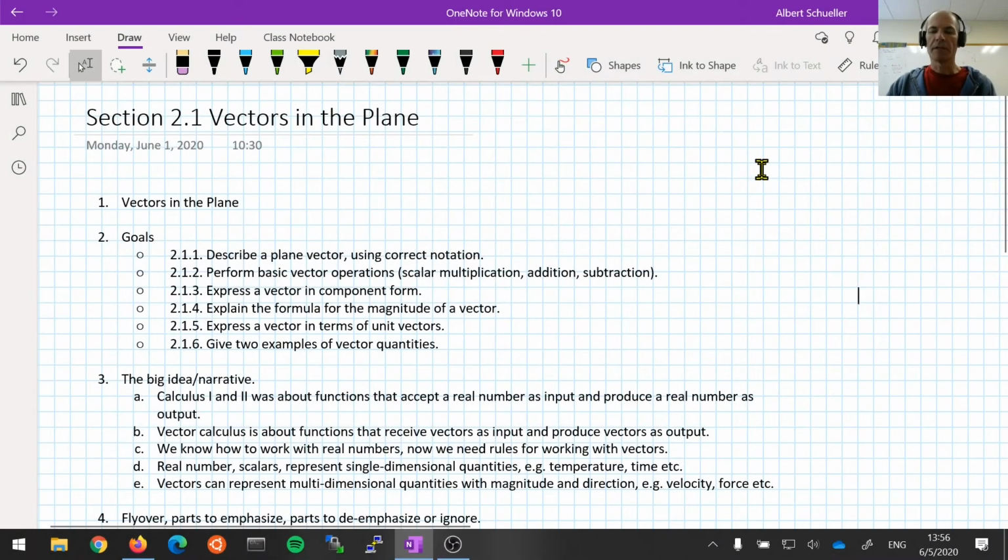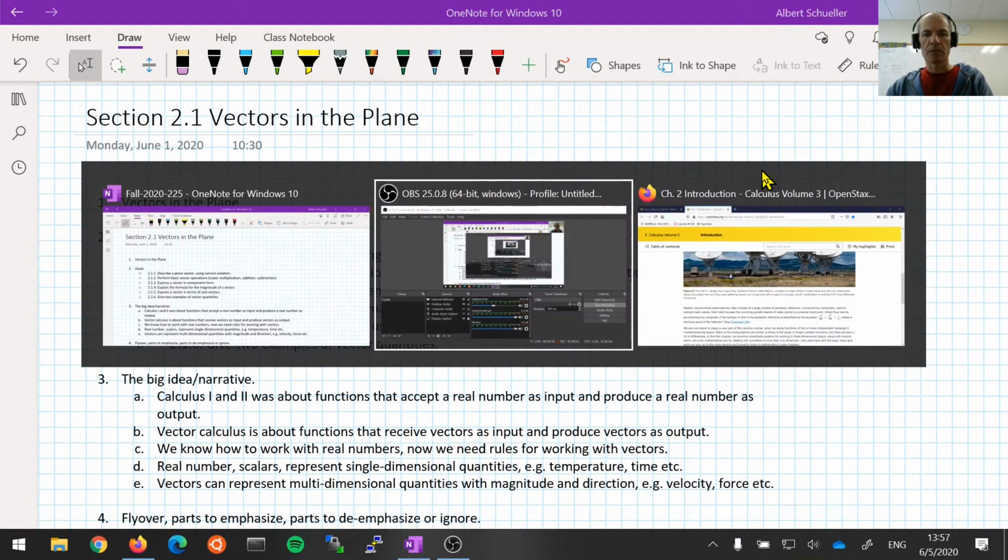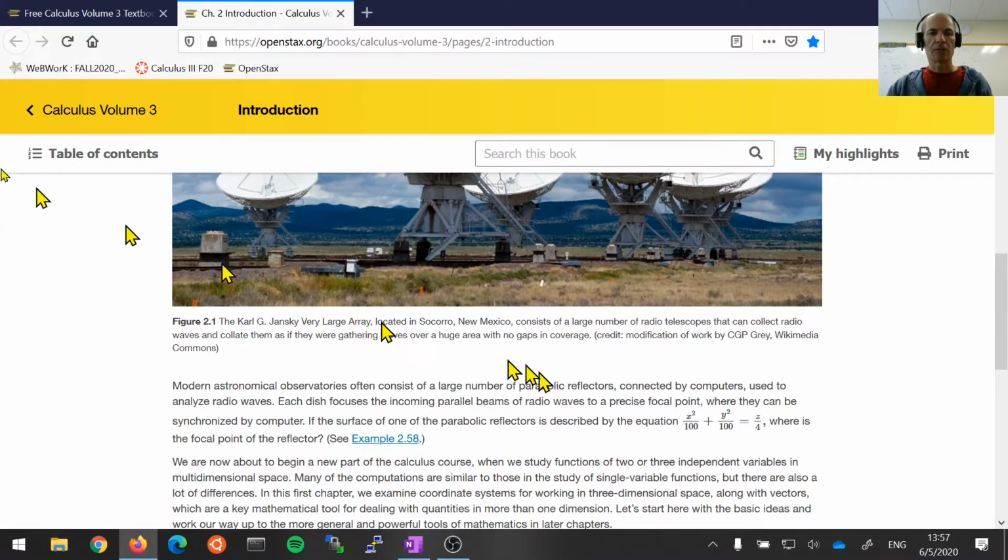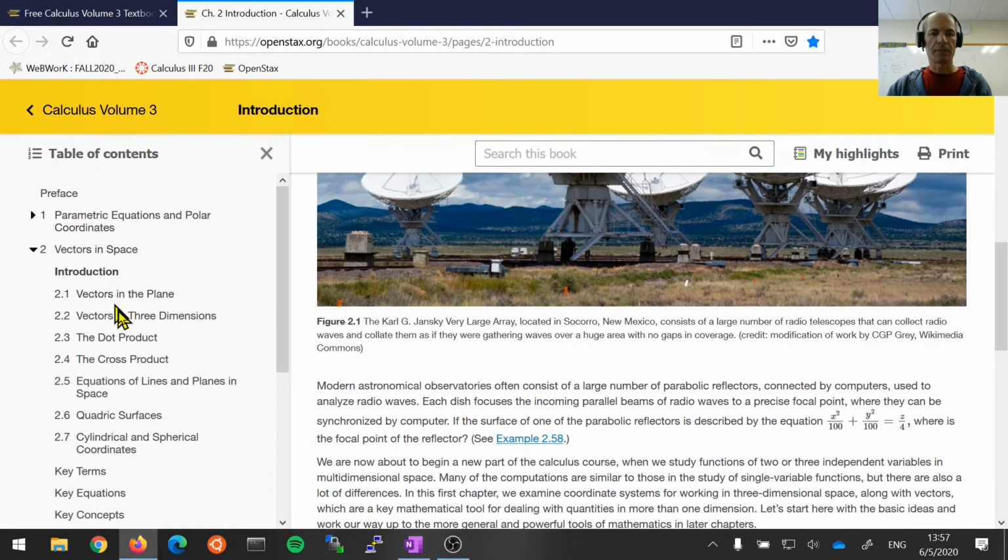Talk about vectors in the plane. This is section 2.1 of the text. We're finished with chapter 1 and moving into chapter 2. We're going to talk about, or be responsible for, all of the goals at the start of section 2 here. Let's go look at that.